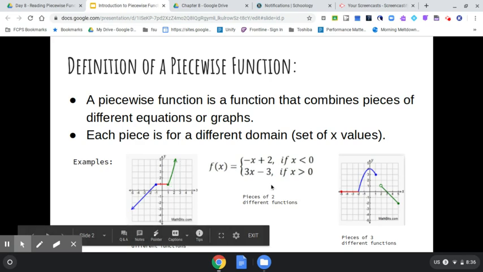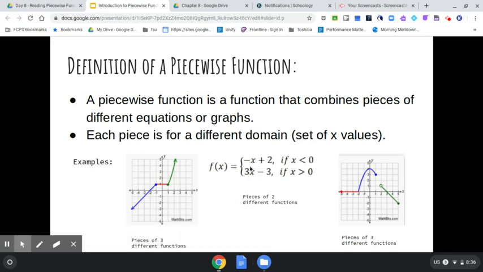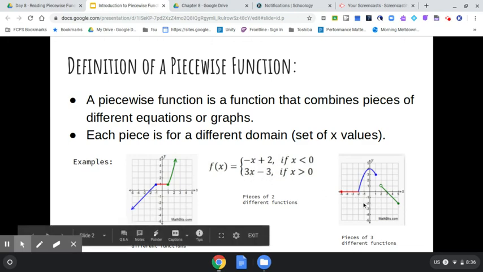The next example, we have two pieces of linear functions written out in function notation for this piecewise. They are specifying the domain. If x is less than 0, then we're following this function. If x is greater than 0, we're following this function. Okay, and the third example is another graph. We have a constant function in red, a quadratic function in blue, and a linear function in green.